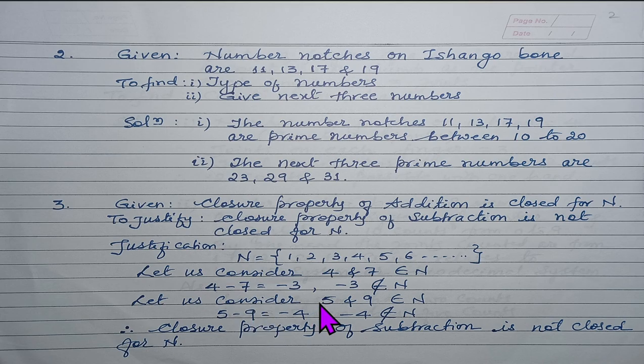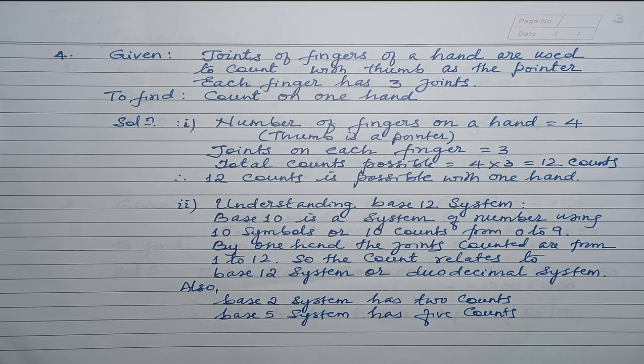So also if you take another example 5 and 9, 5 minus 9 is minus 4. Minus 4 does not belong to N, and therefore the closure property of subtraction is not closed for the set of natural numbers. So please remember that the closure property of addition is closed for the set of natural numbers, but the closure property of subtraction is not closed for the set of natural numbers.